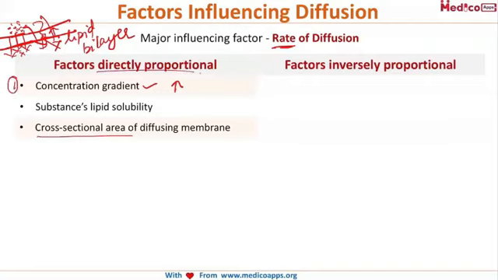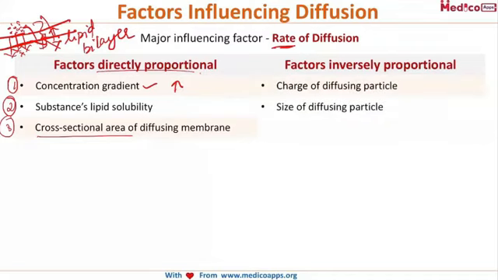Number one, your concentration gradient, second is the substance's lipid solubility, and third is the cross sectional area of the membrane, right. Now, factors which are inversely proportional, that is the charge of the diffusing particle, the size, that means larger the size, lesser the possibility of diffusion, right, easy to understand. Because it is large, it cannot pass through easily.